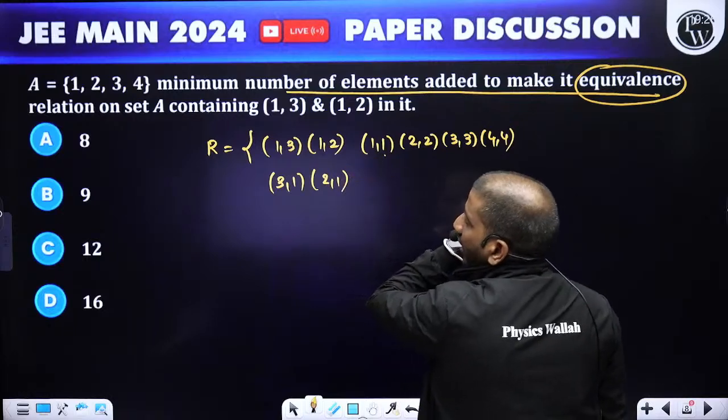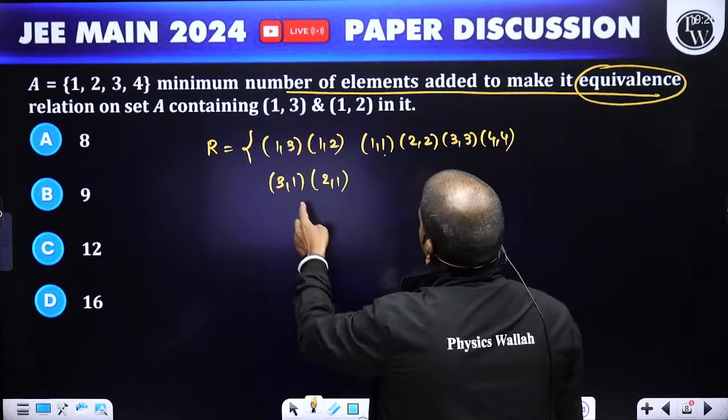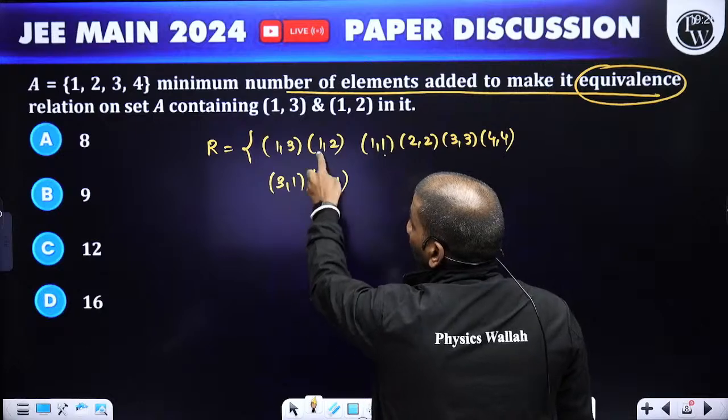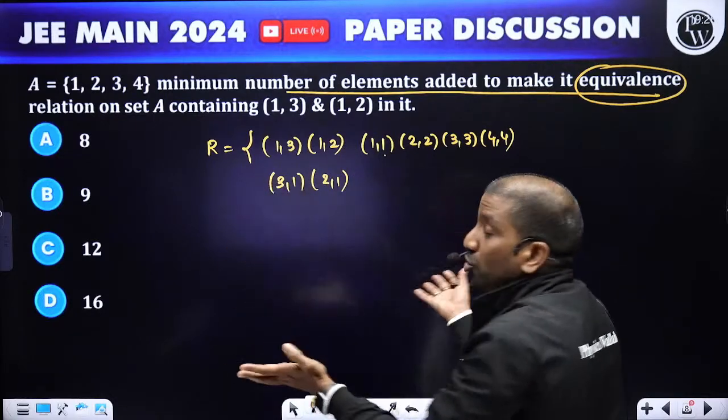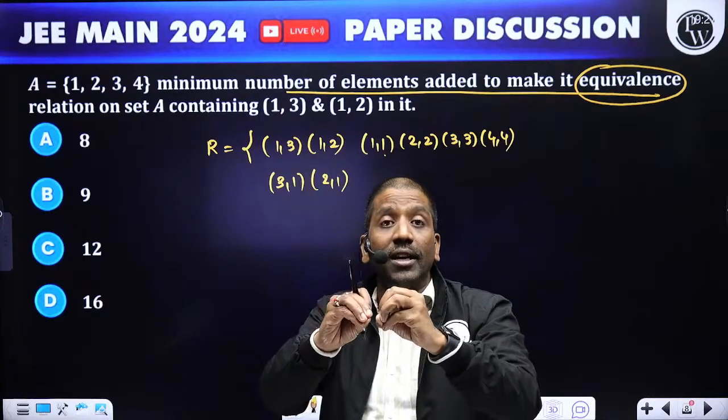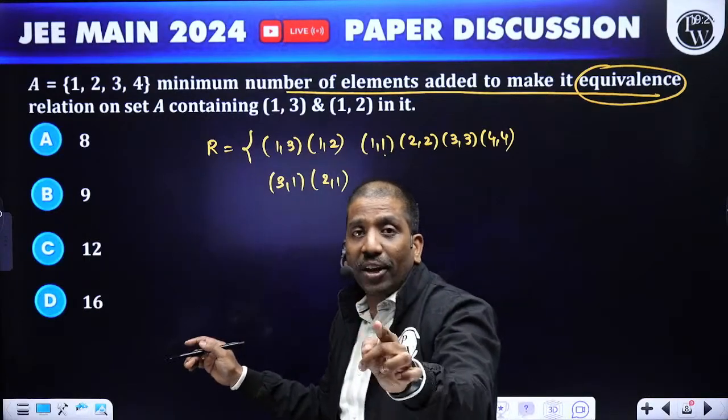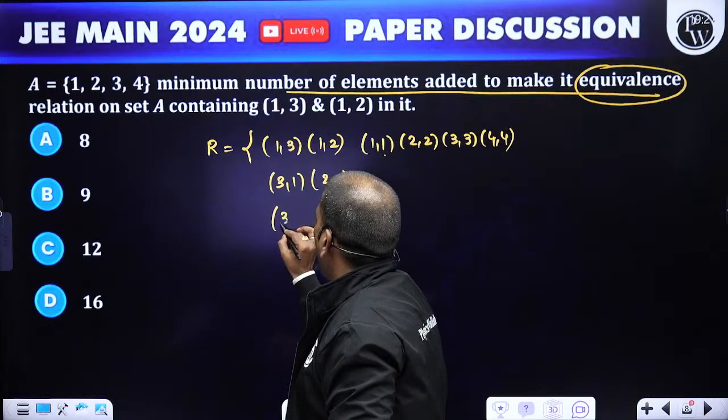Right? Now let us check. (3,1), (1,2), so (3,2) must be there, but (3,2) is not present. So it is not transitive. In order to make it transitive, we must have (3,2).